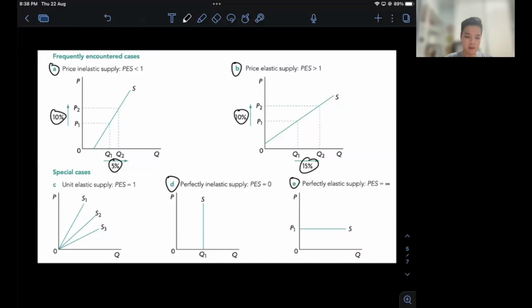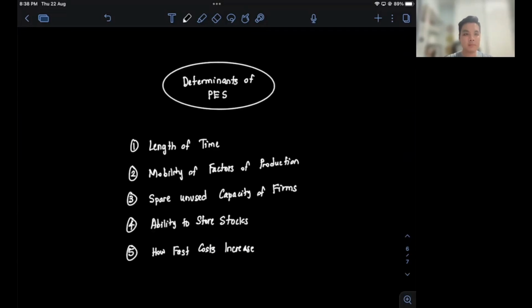And lastly, if the PES value is exactly 1, as we see in this diagram, diagram C, it means that the proportion of change in price is equal to the proportion of change in quantity supplied. And note that the graph of unit elastic supply is very different from the graph of unit elastic demand. Unit elastic demand diagram is a curve, whereas this particular diagram in diagram C are straight lines originating from the origin. So there are 5 key determinants of PES.